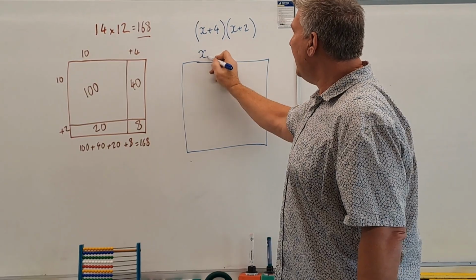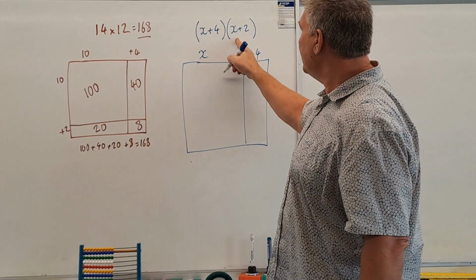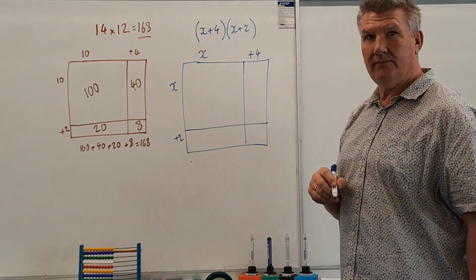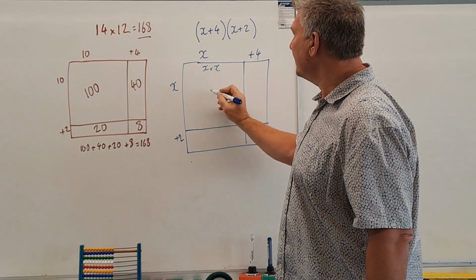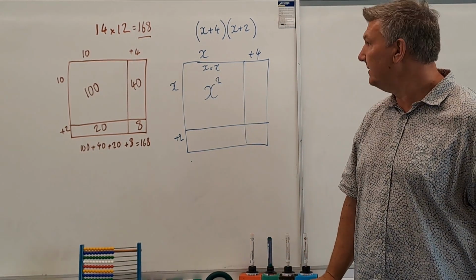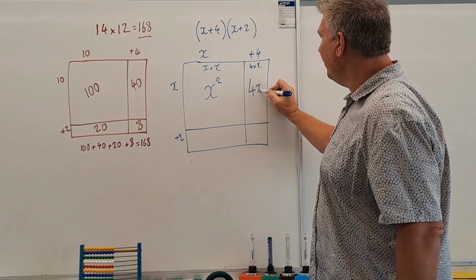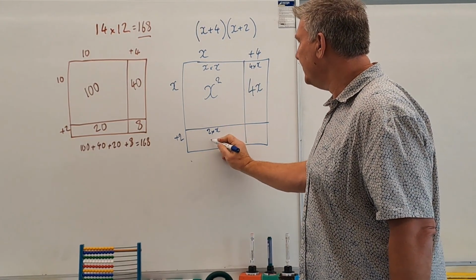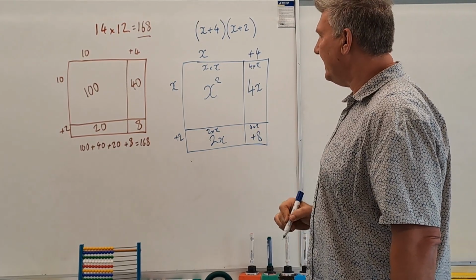And one side is going to be x and 4 long, and the second side is going to be x and 2 long. Now, this is x multiplied by x, which we usually write as x squared, or x to the power of 2. This is 4 multiplied by x, which we write as 4x in our mathematical shorthand. This is 2 multiplied by x, which is 2x, and this is 4 times 2, which is our 8.